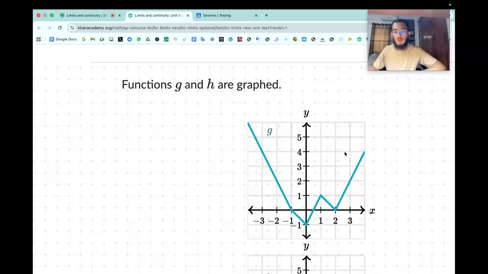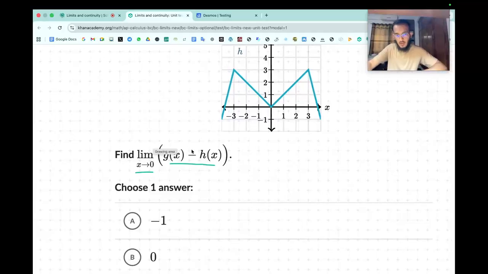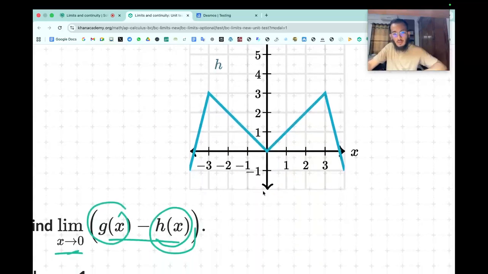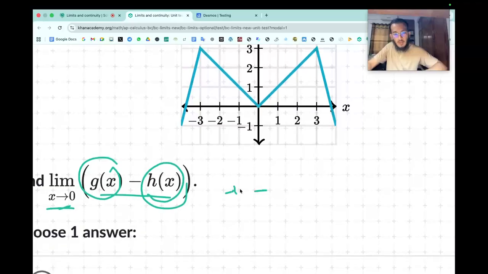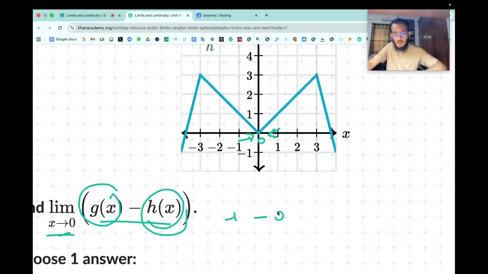Functions g and h are graphed. Find the limit of g(x) minus h(x) as x tends to 0. This is basically saying to find the limit of g(x) as x tends to 0 and then subtract it from the limit of h(x) as x tends to 0. So what do we get for g as x tends to 0? We get a limit of negative 1. So we have negative 1 minus h(x). This is h(x). What happens when x tends to 0? It is 0. So negative 1 minus 0, we have negative 1.